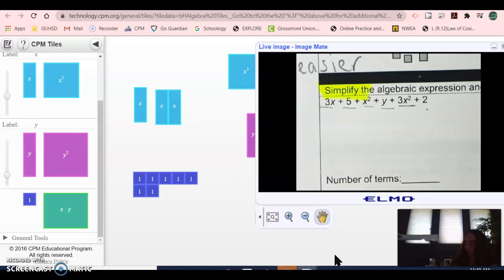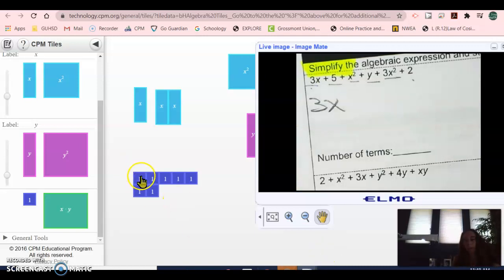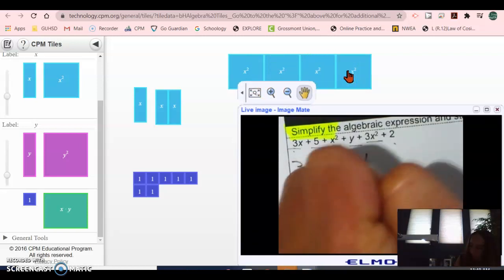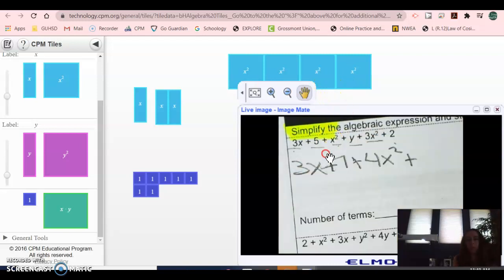So I'm going to come over here and I'm going to go 3x. And then I look over here. I have 1, 2, 3, 4, 5, 6, 7. Plus 7. And then I come remove this. Oops. And I look here and I have 1, 2, 3, 4. Always put a plus in the middle. 4x squareds plus. Let's see what else I have.